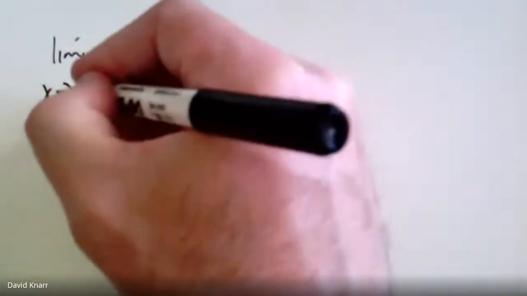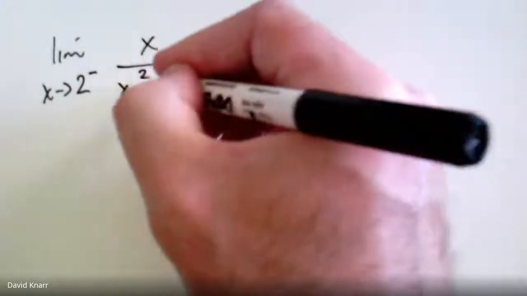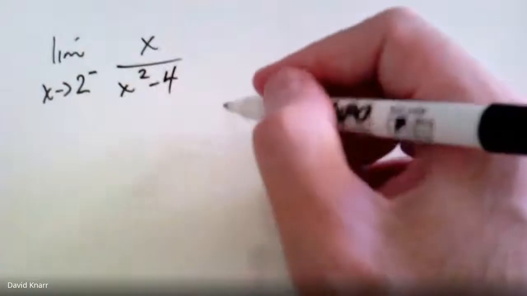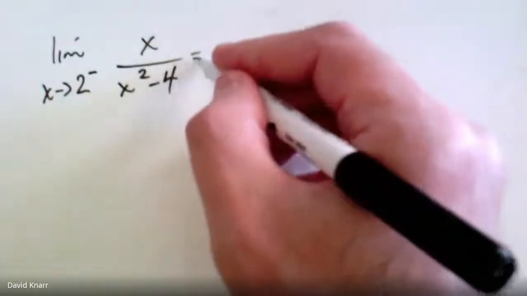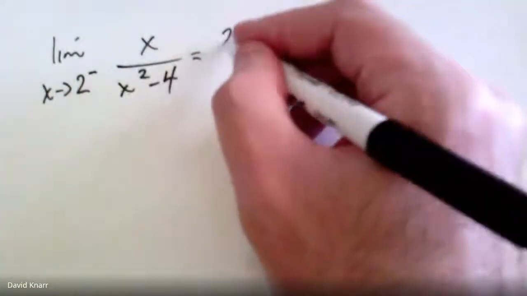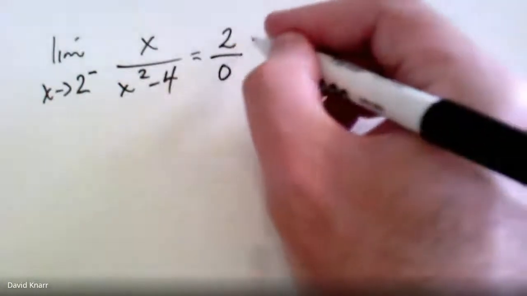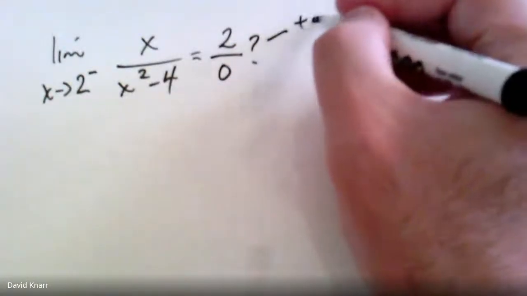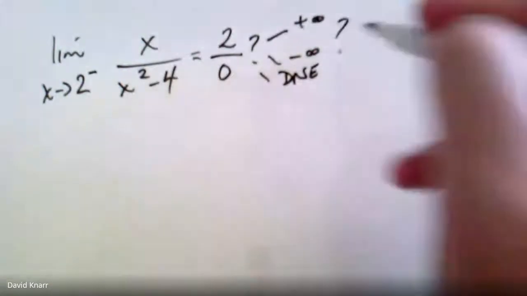Let's try, we'll do 2 more. Let's try the limit as x approaches 2 from the left of x over x squared minus 4. Okay? X over x squared minus 4. Now, if I take 2 and try to directly substitute it, I get 2 over 2 squared is 4. 4 minus 4 is 0. So the question is, where does this go? Positive infinity, negative infinity, or does the limit simply not exist?